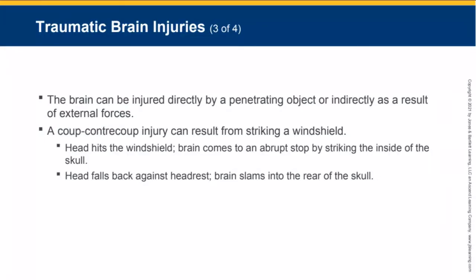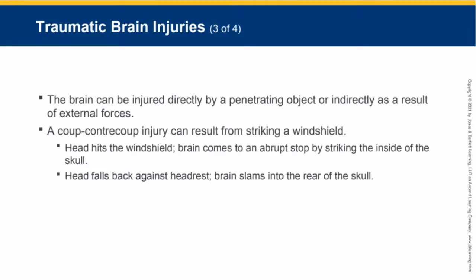The brain can be injured directly by a penetrating object or indirectly as a result of external forces. And a patient can get coup contrecoup, that's how it's pronounced, it's French, coup contrecoup injury. And it simply means that there's an injury to the front portion of the brain and the back portion of the brain. Or it can be an injury to the left side of the brain and an injury to the right side. Coup contrecoup, it's French.